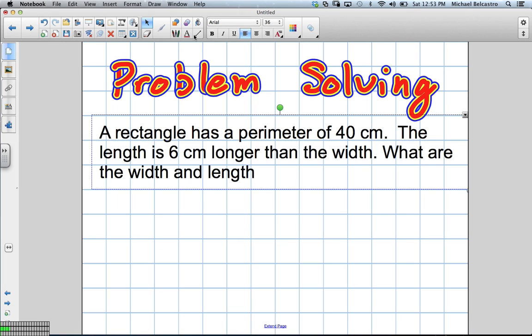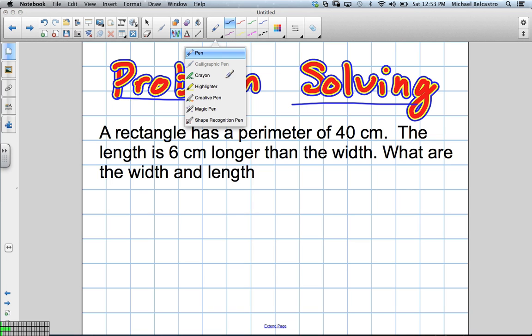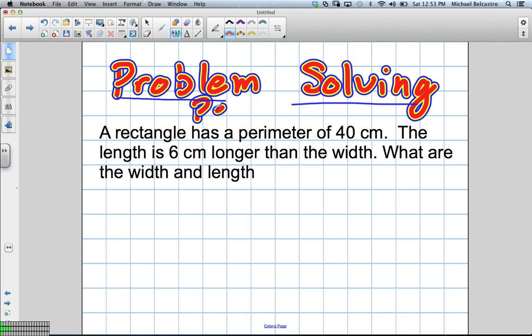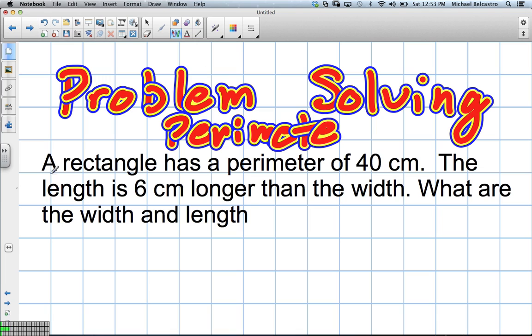This one is a problem-solving question with perimeter. All right, problem-solving perimeter. First we'll write terms of a number sequence. Start at 2 and multiply each term by 2. So this question says a rectangle has a perimeter of 40 centimeters.